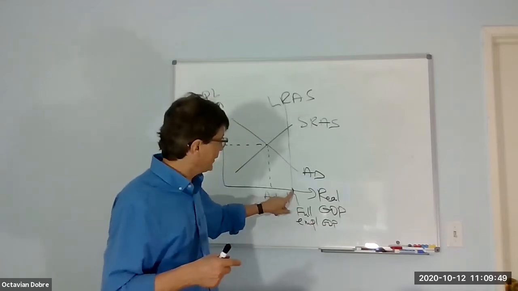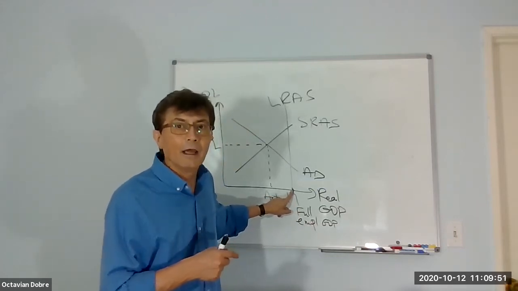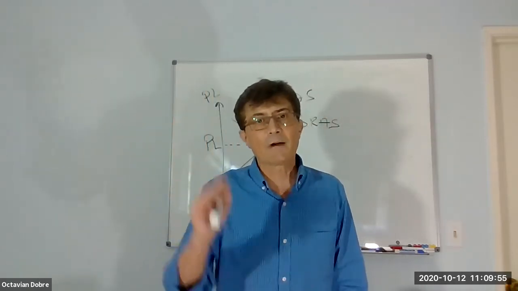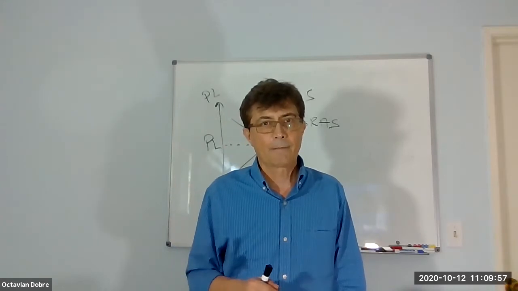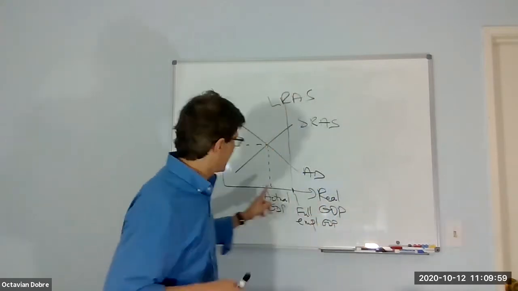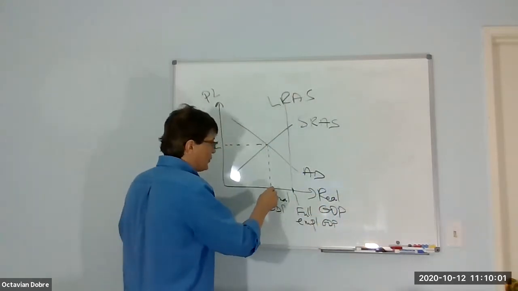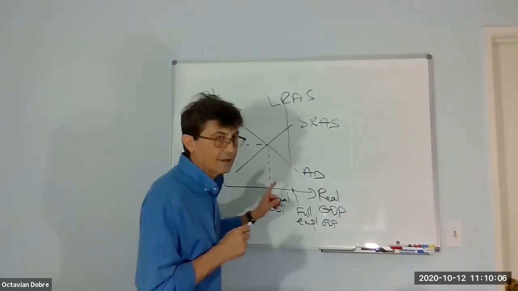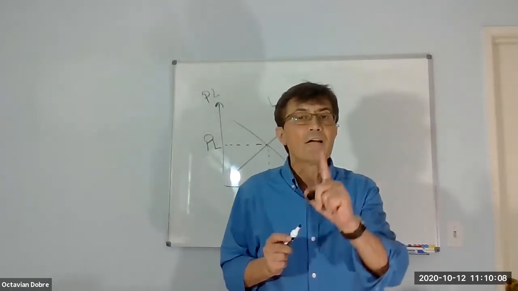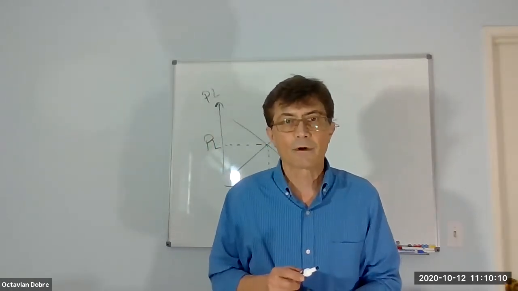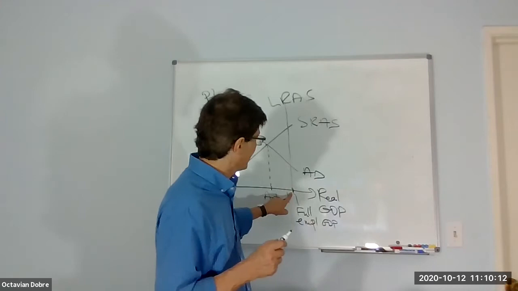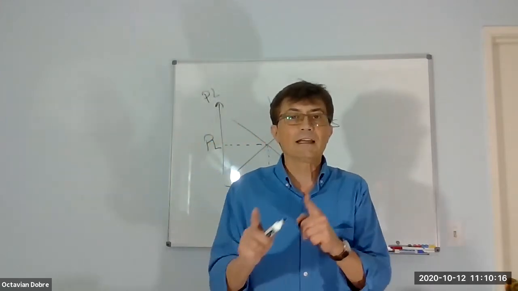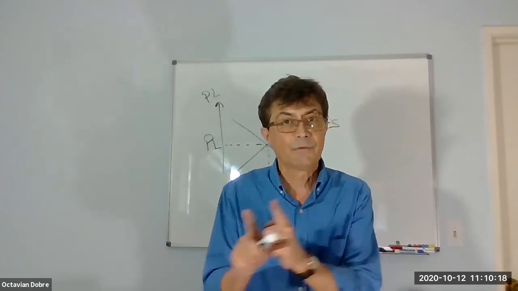If the economy was here, we would be operating at full employment. Everybody would be working. Folks, the economy is actually here. We're producing only $10 trillion worth of goods and services, and we could be producing $15 trillion worth of goods and services, because that's where full employment is. We are producing less than we could.